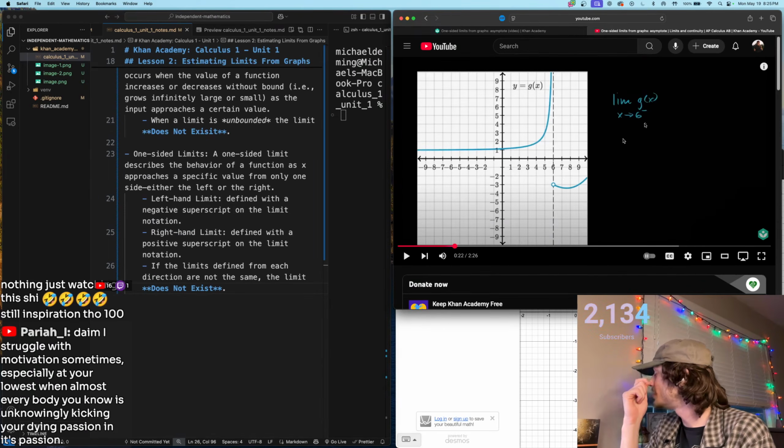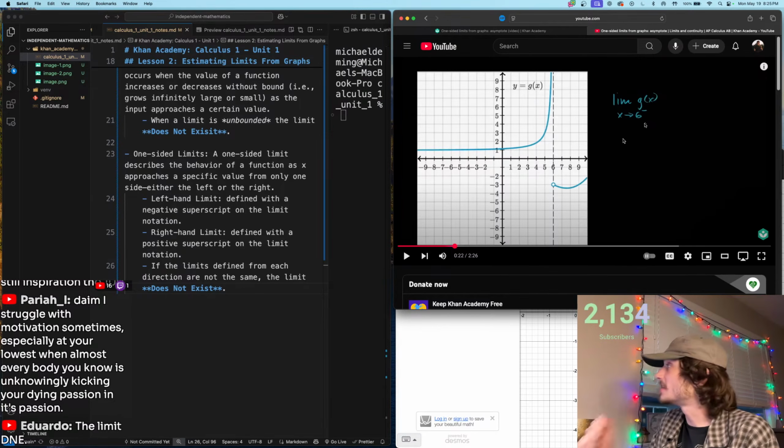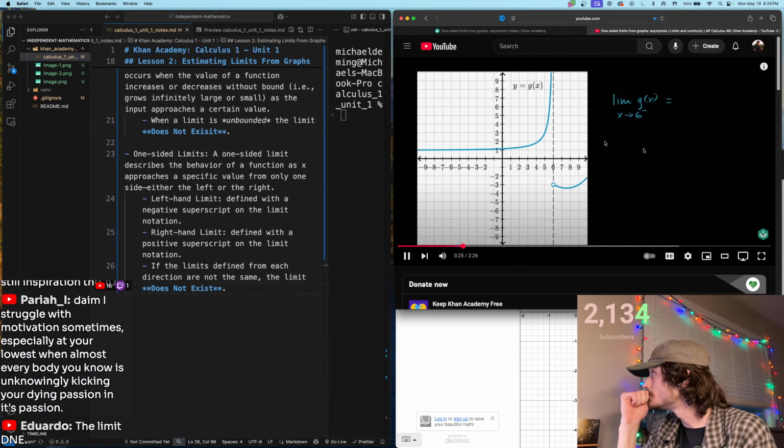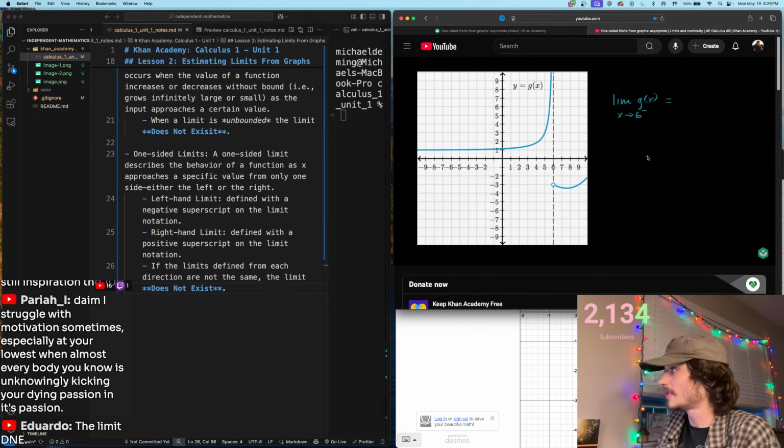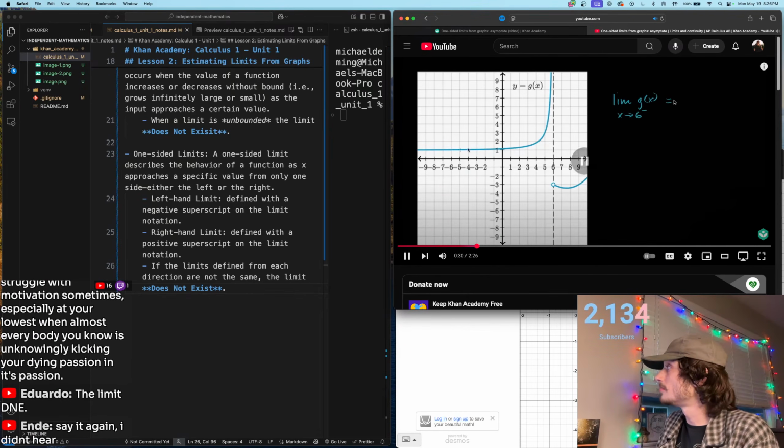Does not exist, Eduardo says. So what is this going to be equal to? And if you have a sense of it, pause the video and give a go at it. So Eduardo says it doesn't exist. So if you're coming in from the left side and you're going up to infinity, but you're still undefined coming in from the right side, you're undefined at both places.